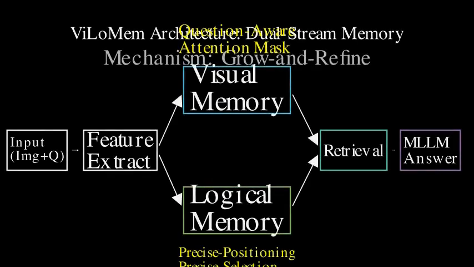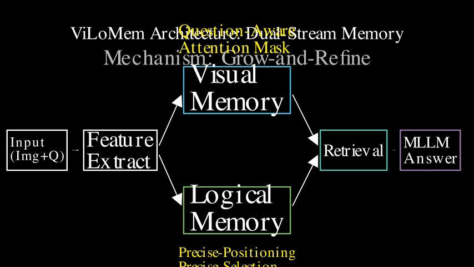ViLoMem employs a grow and refine approach. It has two separate memory streams, a visual memory and a logical memory. The visual memory stores image features extracted from past observations, while the logical memory stores structured logical statements derived from the environment. The grow phase involves accumulating new knowledge into these streams. The refine phase focuses on updating and correcting existing memories based on new experiences.